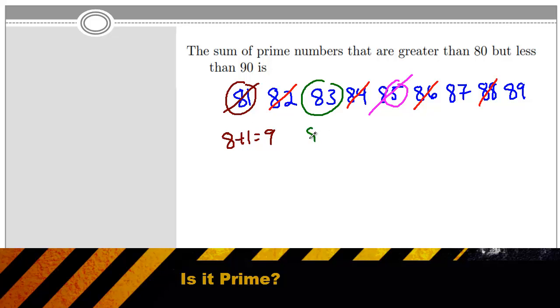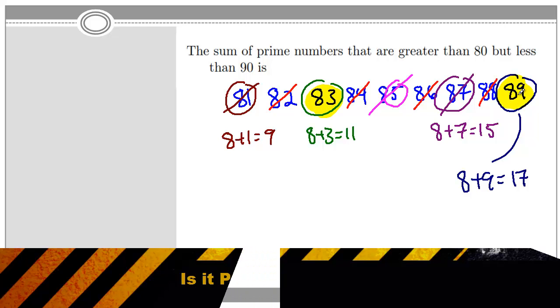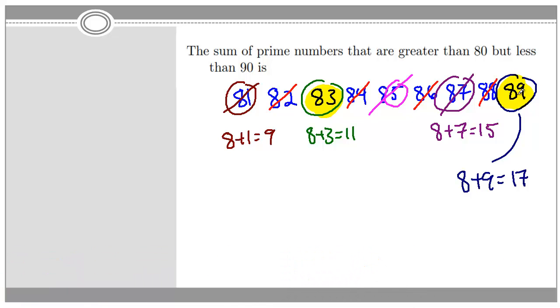For 83, 8 plus 3 adds to 11, so 83 is a possible prime. In 87, 8 plus 7, that's equal to 15, which is a multiple of 3, so 87 is not prime. And lastly, I have 89. If I add those digits together, I get 8 plus 9, which is 17, and that's not a multiple of 3. So without memorizing all of the prime numbers, I was able to identify that 83 and 89 are my two prime numbers in my list simply by knowing how to eliminate numbers that are not prime.